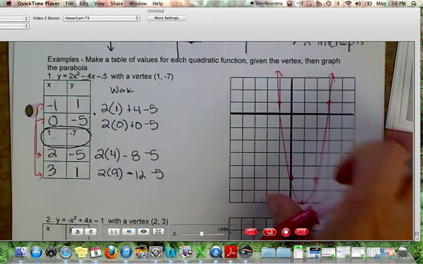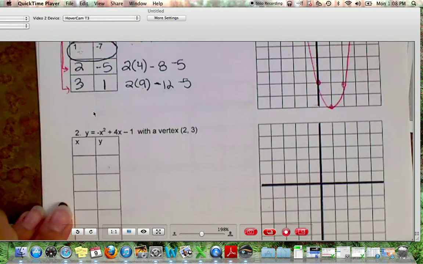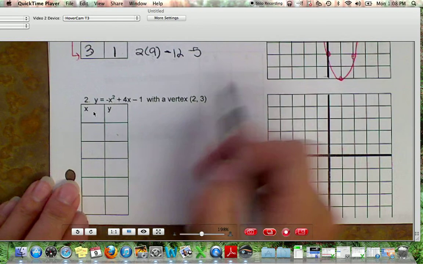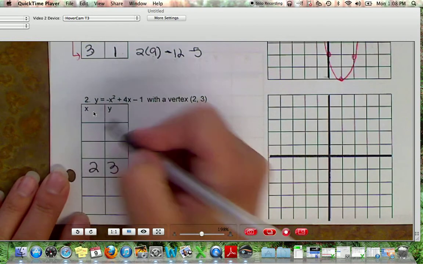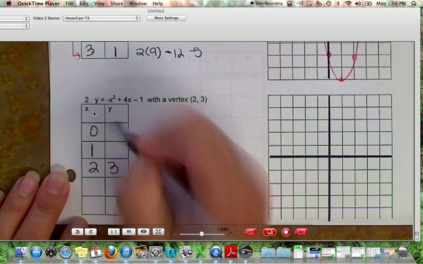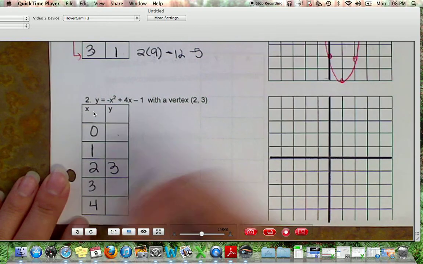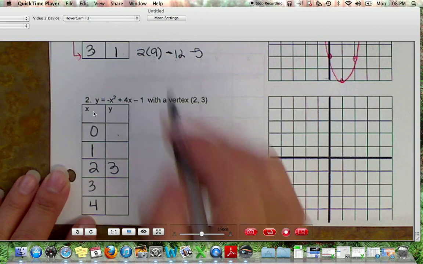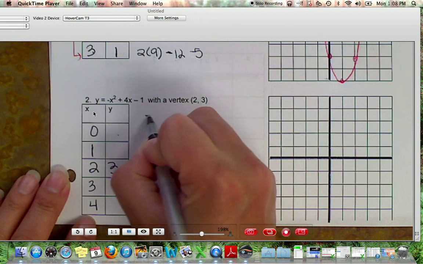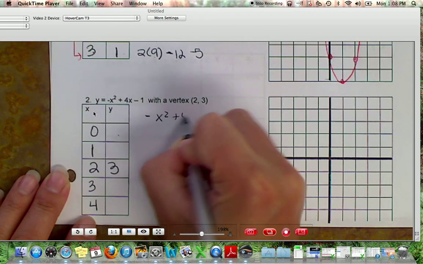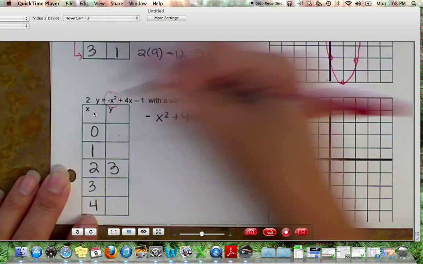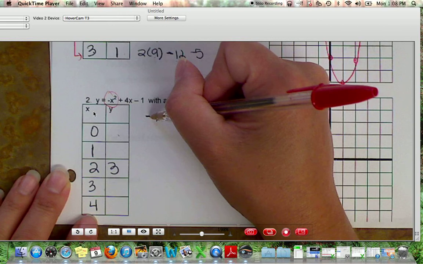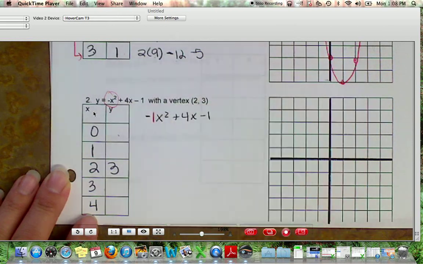Let's try another one. Number 2 is a little trickier because we've got a negative sign in the front. The vertex is 2, 3. So this time you have to put that in the middle yourself. And we go down from there, 1, 0, and up, 3, 4. Now the key here is we've got a negative x squared plus 4x minus 1. And what you need to make sure that you understand is that with only that negative sign there, it really means negative 1x squared. All right?